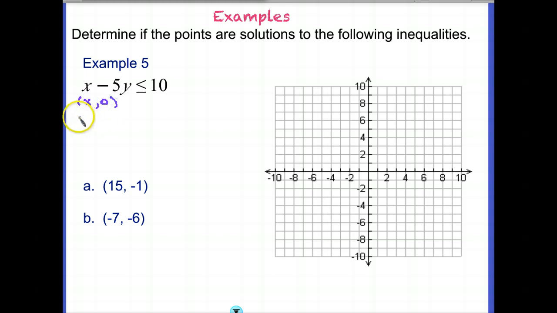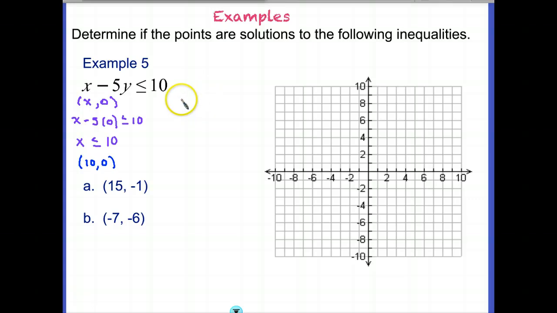So let's try that. We would have x minus 5 times 0 is less than or equal to 10. Now let's simplify. 5 times 0 is just 0, so we would be left with x is less than or equal to 10, meaning that our coordinate point for us to graph is going to be, actually let's write that down here so we don't run out of room. That would be (10, 0).